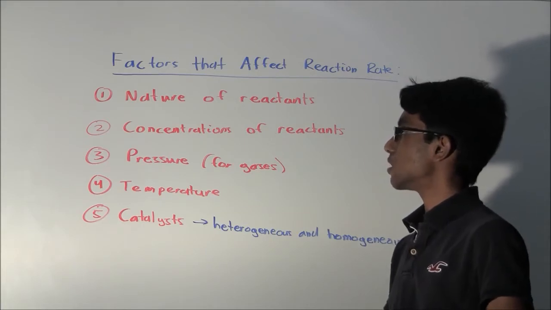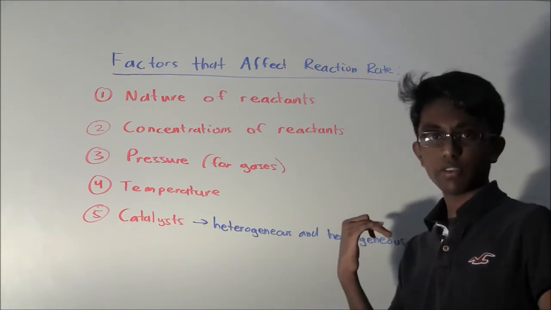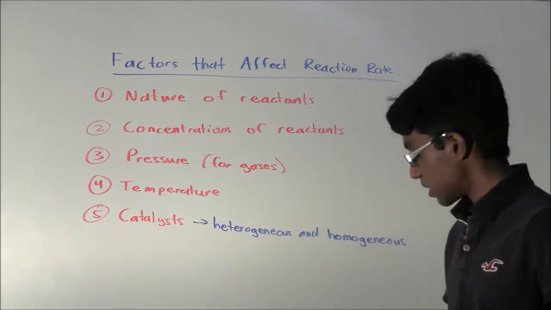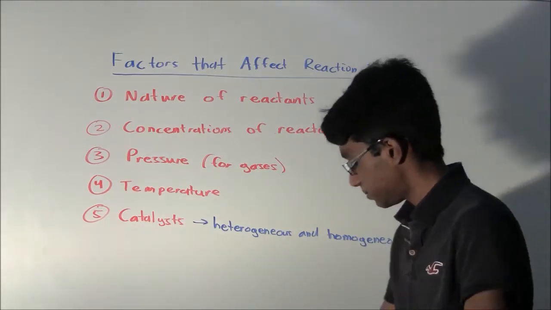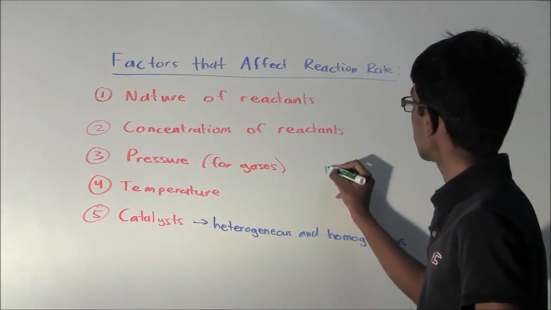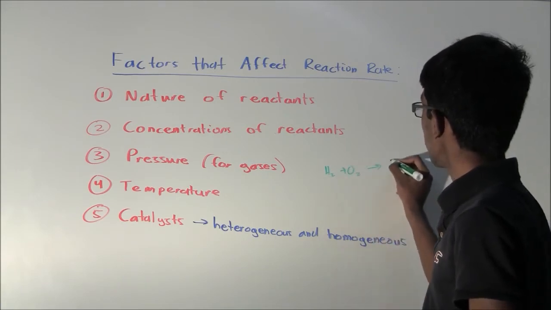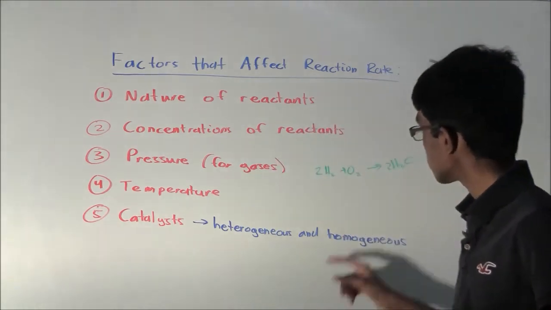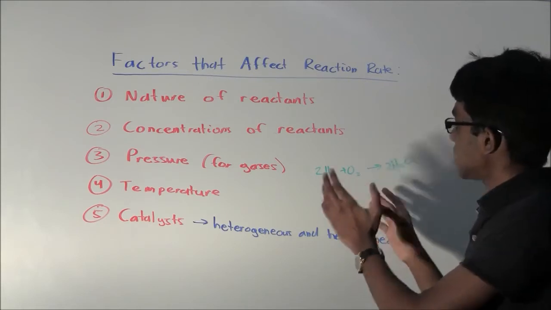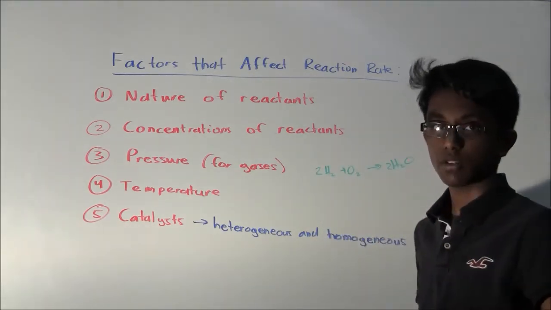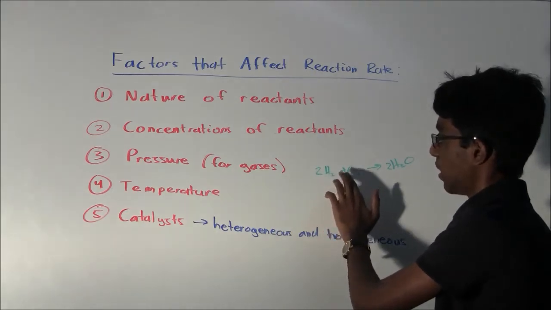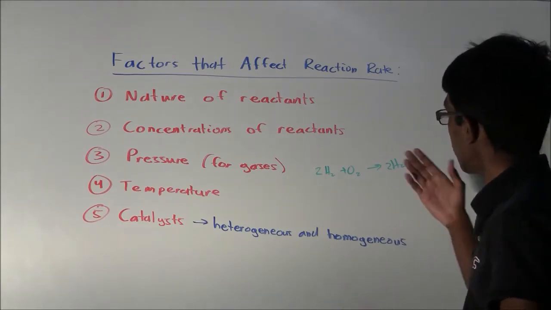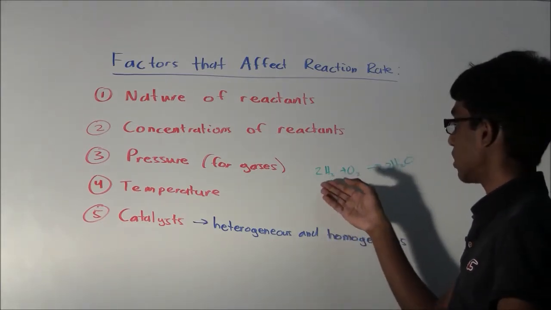Second is the concentration of reactants. We looked in the previous video at the decomposition of dinitrogen pentoxide. Let's look at another reaction: hydrogen gas reacting with oxygen gas to form water. Okay, there's a reaction. So obviously, if you have a higher concentration, gases can have concentration, by the way, so if you have a higher concentration of hydrogen and oxygen, the reaction will proceed faster than if the concentration was less of the hydrogen and the oxygen.